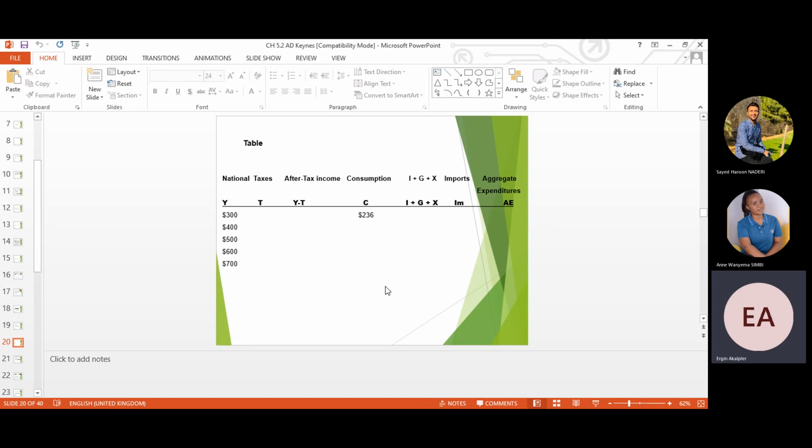For example, I may give you this question in the exam and you want to know how we are going to solve this. We have only the consumption here, for the first year. And we have the income 300, 400, 500, 600, and 700. We don't have the tax, but we have some information which is given in the problem. We have the after-tax income estimation probably, and we have investment, governmental expenditure, exports and imports, and then aggregate expenditure will be estimated.